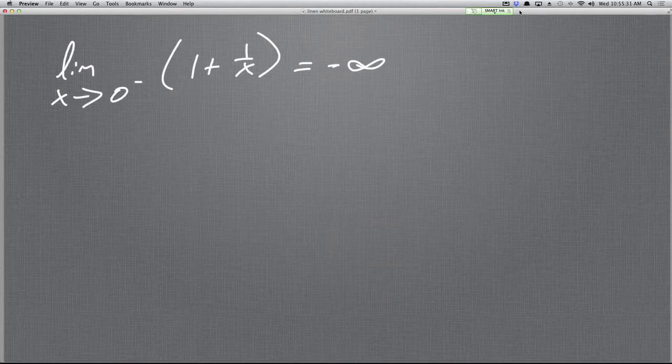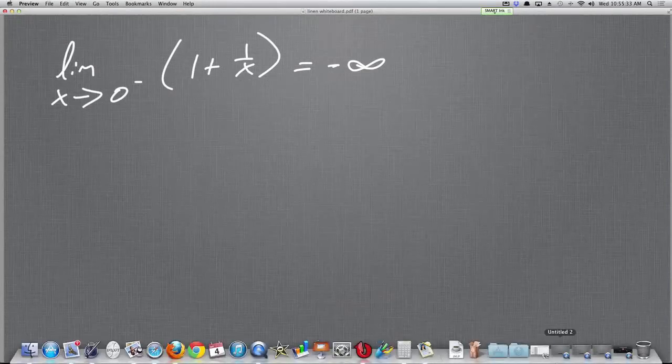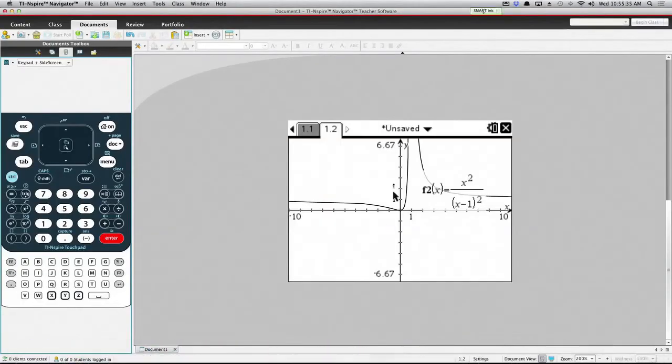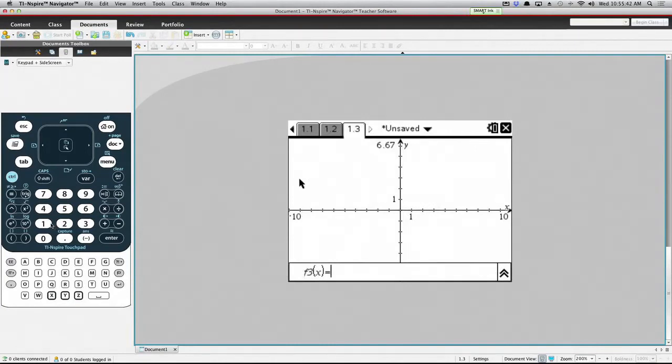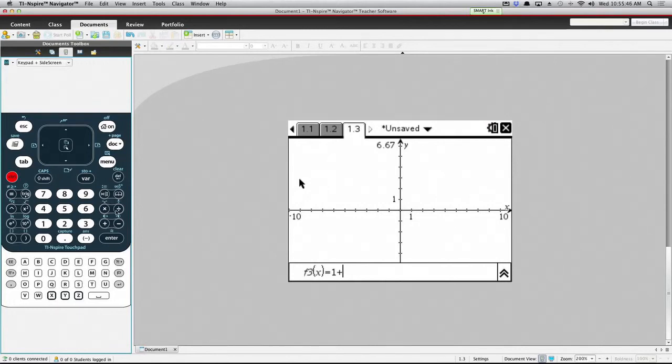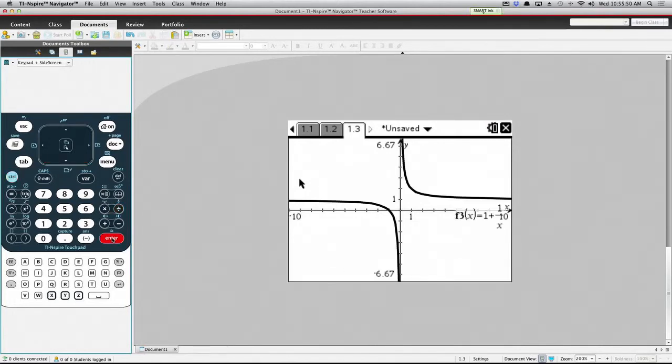So let's look at that one. 1 plus 1 over x. And we were approaching 0 from the left, and I'm going to negative infinity. All right, 49.